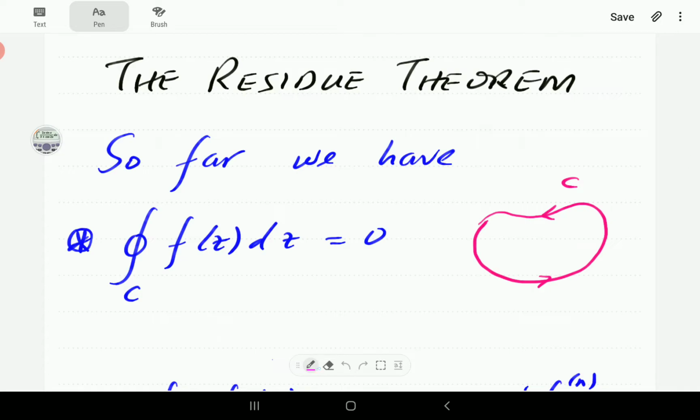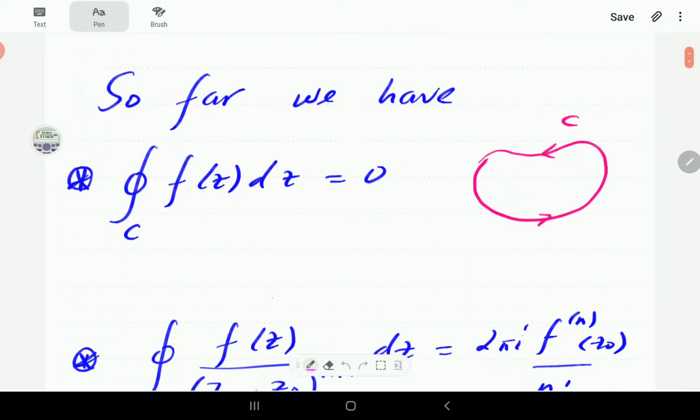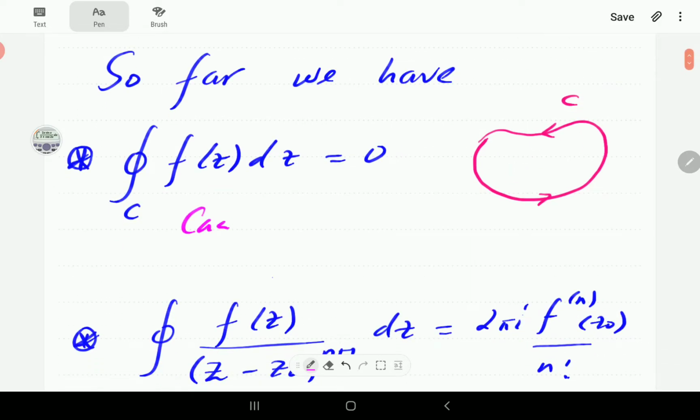All right, so so far in our study, we have encountered this theorem, which is Cauchy's theorem, which says that the integral of f of z around a simple closed contour, whereby f is analytic everywhere inside and on the contour, is going to be equal to 0. So that is Cauchy's theorem.